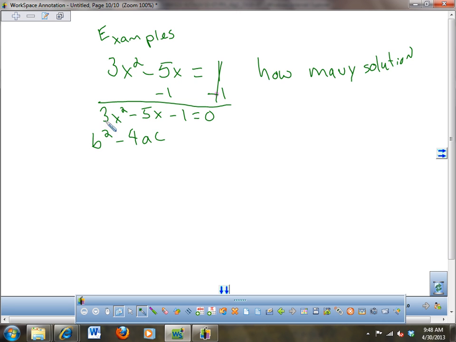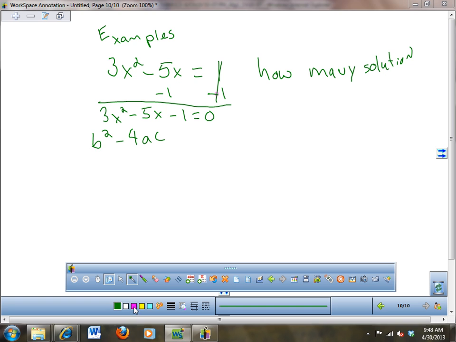No, that's a. What's b? 5x. Okay, what's negative 5 squared? Negative 5 times negative 5. What? No, not negative 25, positive 25. Okay? So be careful with that.